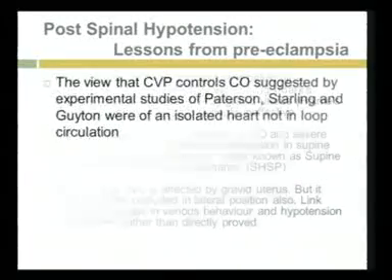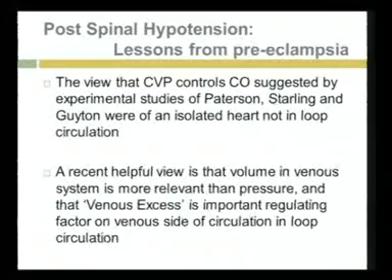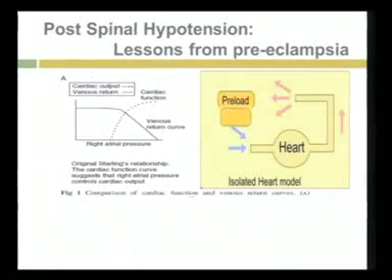in the lower limbs. Then the view that CVP controls the cardiac output, suggested by Guyton and colleagues, is for the isolated heart, and it should not be applied to a basically loop circulation. A recent helpful view is that volume in the venous system is more relevant than pressure, and that venous access is important in regulating the factor on the venous side of the circulation in a loop circulation. What this means is that Guyton did this experiment where he altered the preload by altering the reservoir height, and when you plot the venous return and right atrial pressure, you find that as the right atrial pressure increases, the cardiac output increases.